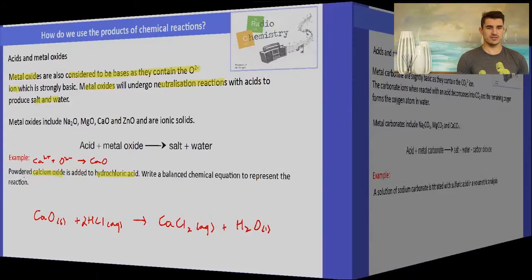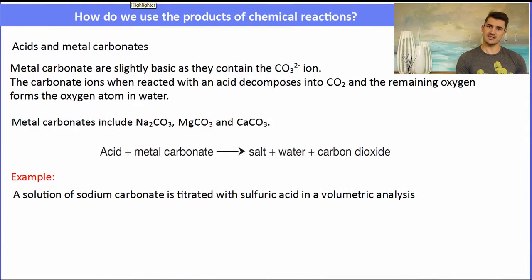Okay, an acid and a metal carbonate. A metal carbonate is slightly basic because it contains the carbonate ion. When the carbonate ion reacts with an acid, it decomposes into carbon dioxide, and then the remaining oxygen ends up in the water. So we have an acid and a metal carbonate. It reacts to form a salt, water, and carbon dioxide. So for example, sodium carbonate is titrated or reacted with sulfuric acid in a volumetric analysis.